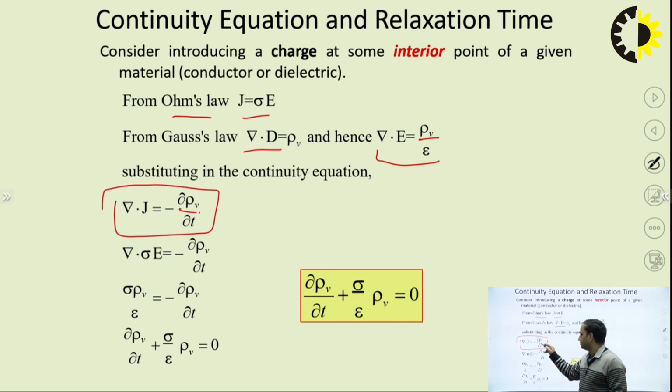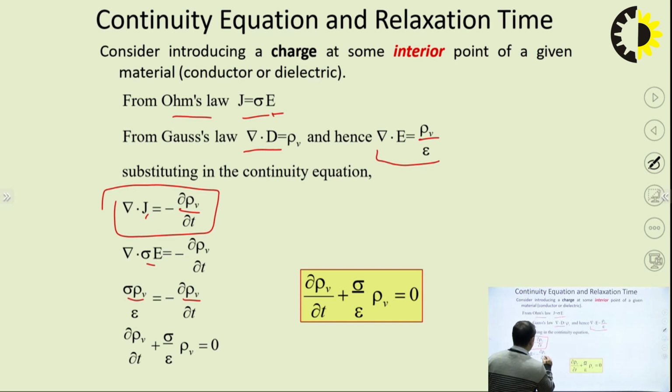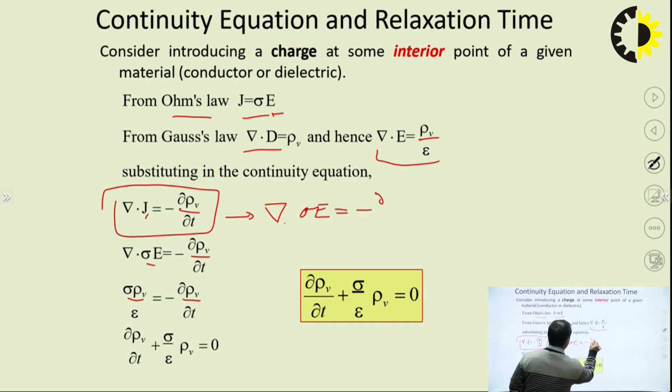Del dot J is equal to minus del rho v upon del T. So in place of J, simply put the sigma E from here. Then just rearrange the things. When we rearrange it, it is very simple: J is sigma E, which is equal to minus del rho v upon del T.